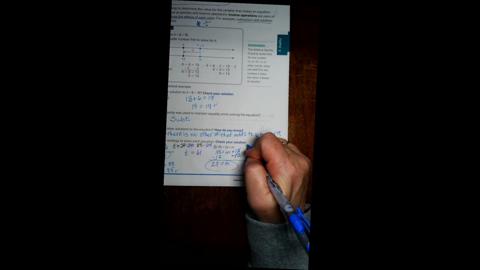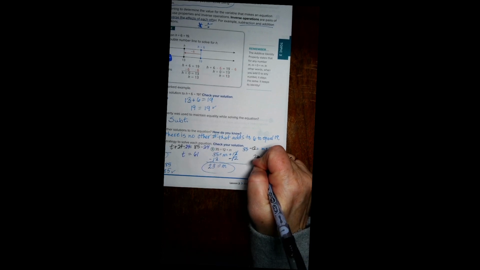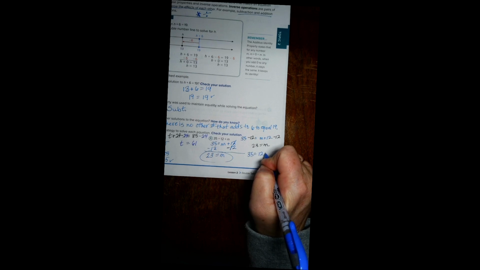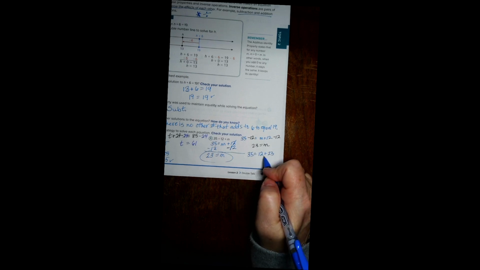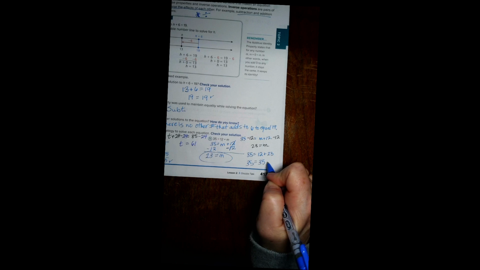So again, in Mathia, it'll look like this. The minus 12 will show up here and here, and then it will show you 23 equals m. To substitute it back in, we have 35 equals 12 plus 23. Then you actually do the 12 plus 23, 2 plus 3 is 5, 1 plus 2 is 3. And it is correct.